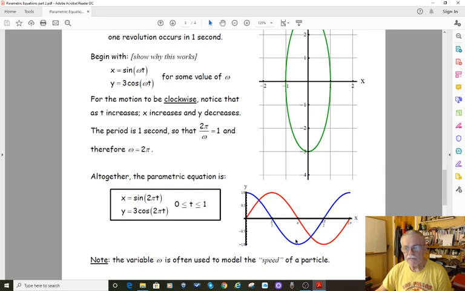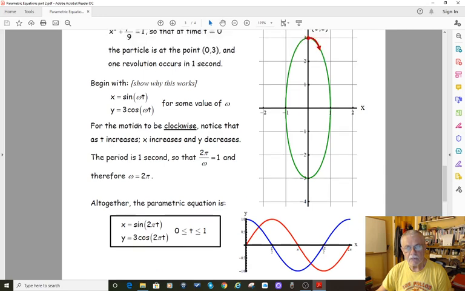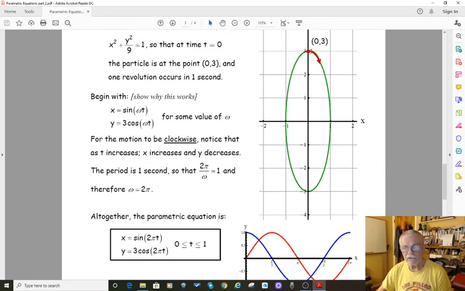And the cosine curve, of course, is in blue. And this is important right here. For the motion to be clockwise, notice that as t increases, x increases and y decreases. Let's see what they mean by that. If we start at time t equals 0, then as t increases, we're going to move in this direction as indicated by the arrow, and also it's clockwise.